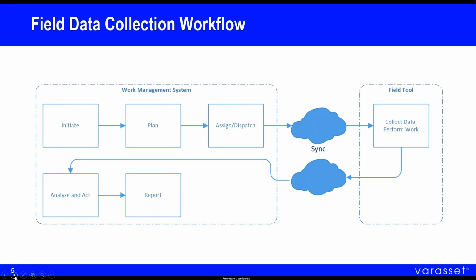Thanks, Dave. So here on this slide, this is just an idea of what the workflow would look like for field data collection. You have your two systems here. Your work management system would be used to initiate your form or your work order. You would plan, and then you would assign and dispatch the work, which could then be accessed from your field tool upon syncing the application. They could then get their work, perform the work, collect the data, and then sync that app in order to push the data back to your work management system.